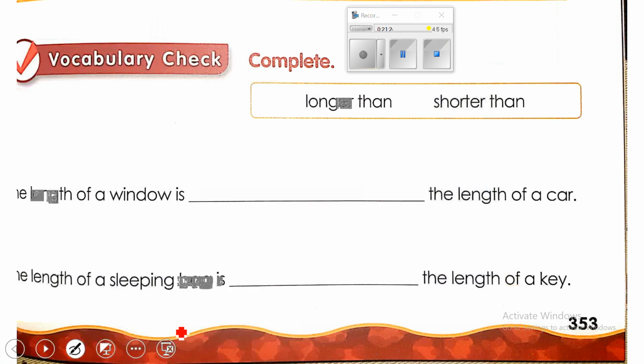Now here we check our vocabularies. The first word is longer than, the other one is shorter than. The length of the window is the length of the car. Can you compare the length of the window and the length of your car, a real car, not a toy car? Yes. Shorter or longer? Perfect, it's shorter.